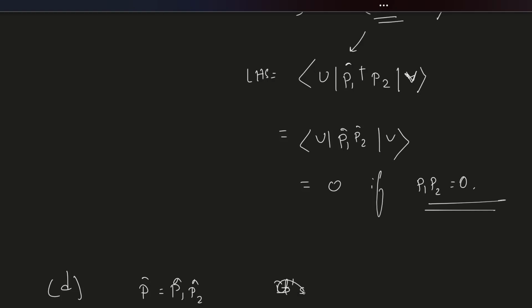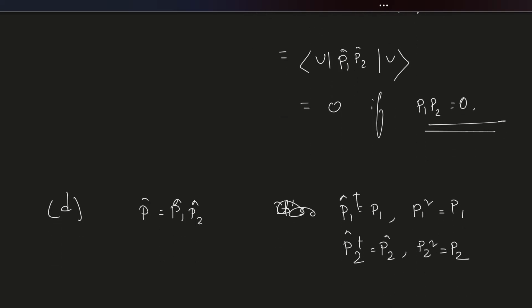It's the product. So each of P1 and P2 are projection operators. So P1 dagger equal to P1 and P1 squared equal to P1. So they are satisfying projection operator properties. Similarly, P2 dagger is equal to P2 and P2 squared equal to P2. So if P equals P1 P2, then what happens to P?